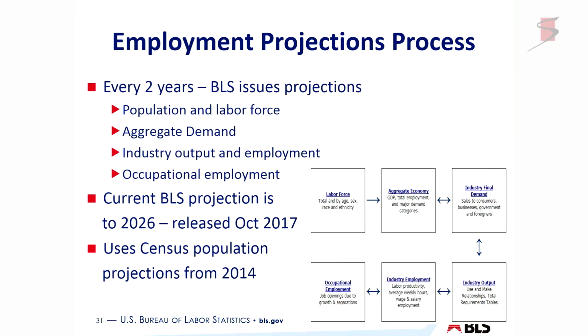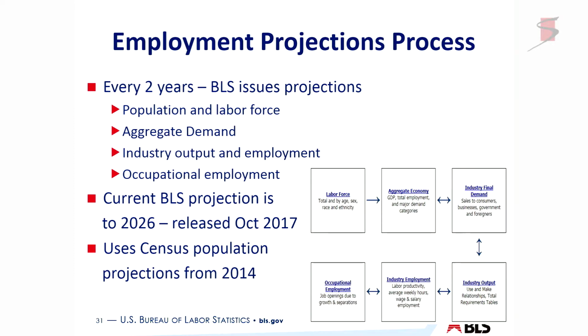Now, we're ready to get into the actual employment modeling process. So as I said, every 2 years, BLS issues these projections. And just from a high level, we first have to project what the labor force is going to look like in 10 years, because that's going to drive our aggregate demand, our gross domestic product in the future. The demand is going to then impact the industry output and the employment that's required for that output. And finally, now that we know what the industries need, we can determine or project the occupations that the industries will need to get the required output. As I said, the latest projection in the Occupational Outlook Handbook is hot off the press, October 2017.